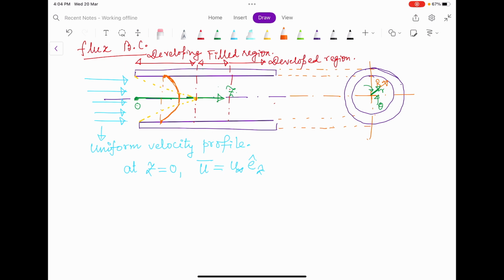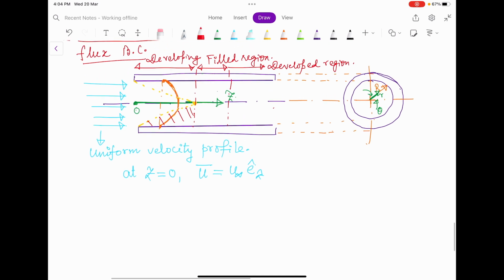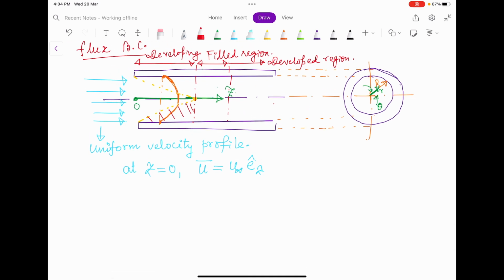Okay, so this is the velocity profile. Now you see that when the fluid is in contact with the plate, this is the region in which the viscous effect has propagated. Therefore the fluid has been slowed down, and because of that, to keep the mass flow rate constant, in the uniform velocity profile the fluid has to accelerate.